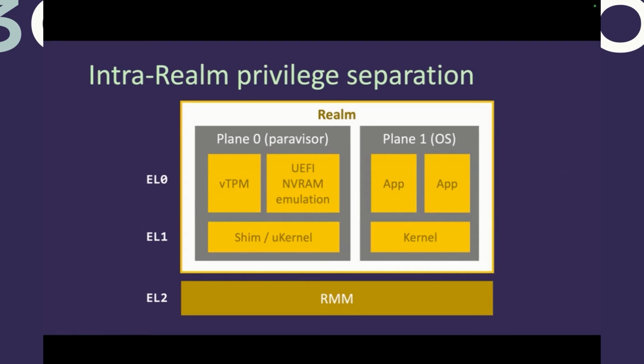And the proposed solution for this in Arm CCA is called planes, which works like this. At realm creation time, the configuration parameters which the non-secure hypervisor provides includes a desired number of planes. So in this example, 2. And each plane is effectively a separate VM with its own kernel, its own user space.